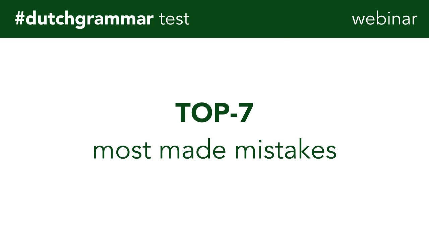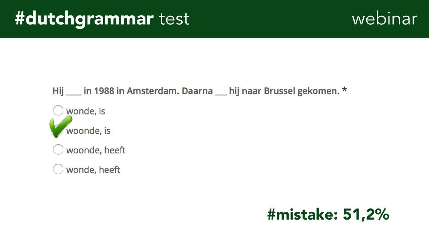And here is what I promised to come up with at the end of the seminar. A top 7 of the most made mistakes. Number 7. Answer 2 is correct. And the most difficult is that komen is with zijn in the present perfect. We discussed this only briefly in #DutchGrammar. If you are a beginner or you have A1 level, don't worry if you did this wrong. In the follow-up course, #DutchGrammar 2, the release is planned in May. This will be discussed in detail.